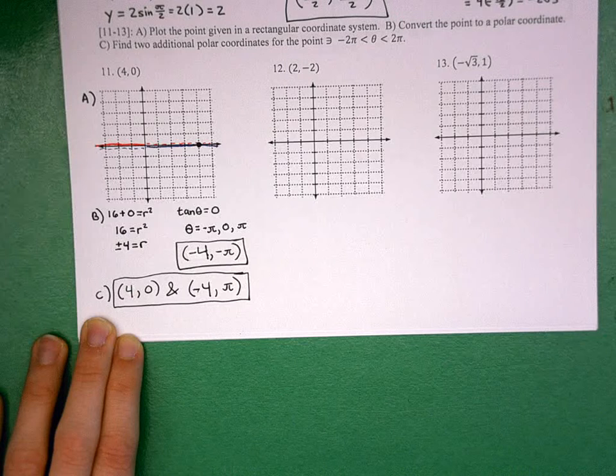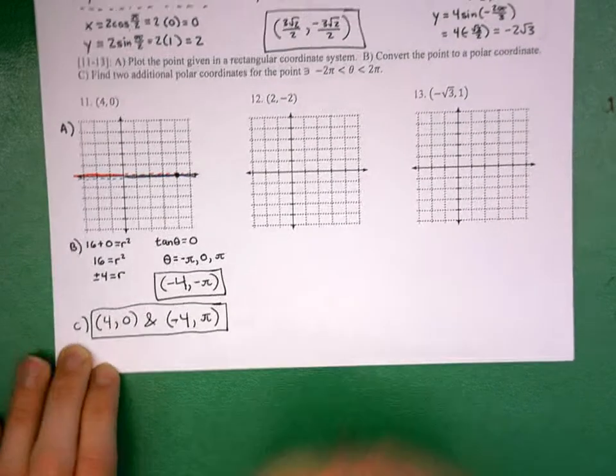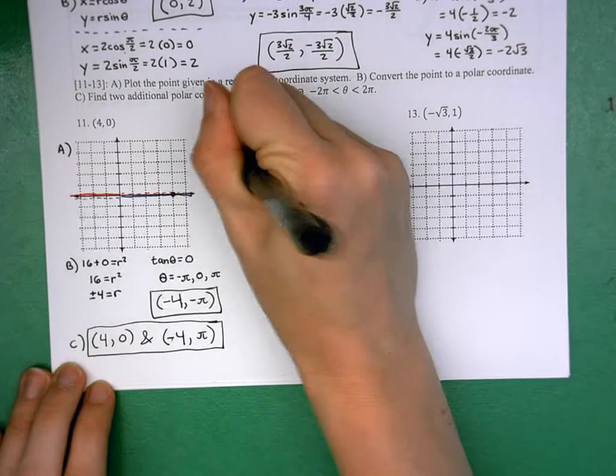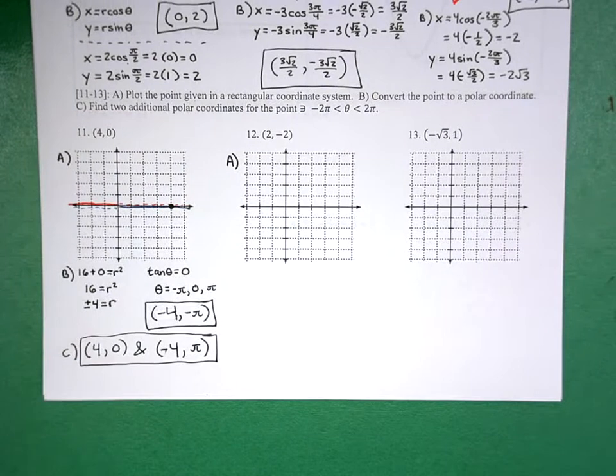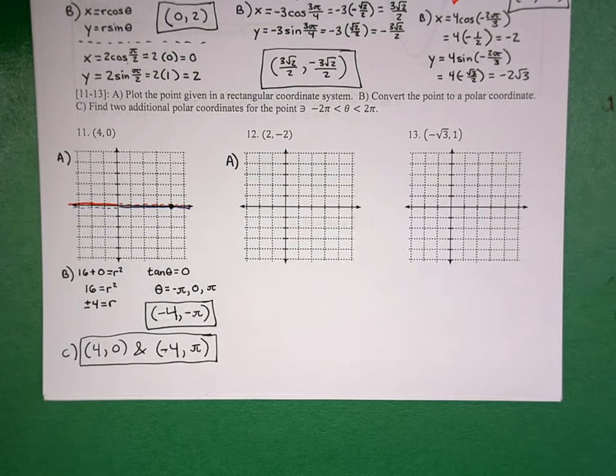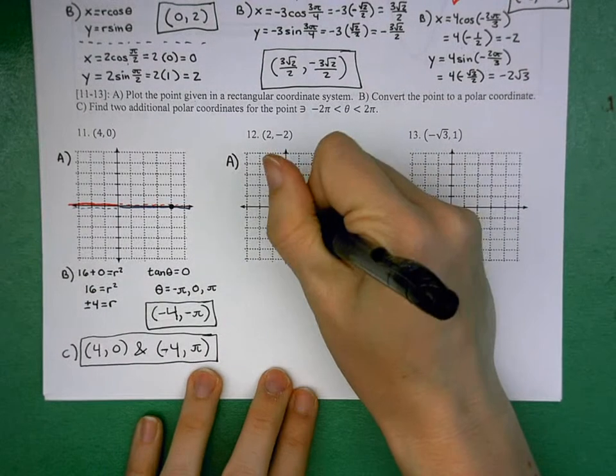Okay, let's do another. Let's start with plotting our coordinate point, 2, negative 2. Where does that sit? Well, 2, negative 2 would be in the 4th quadrant.